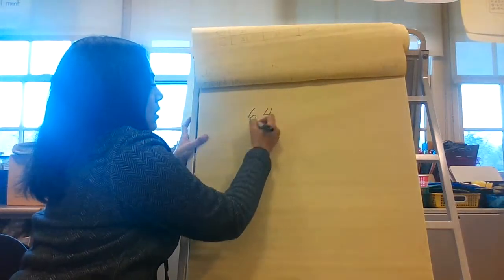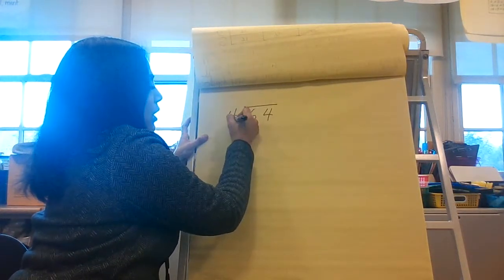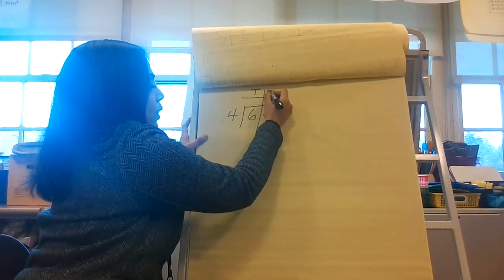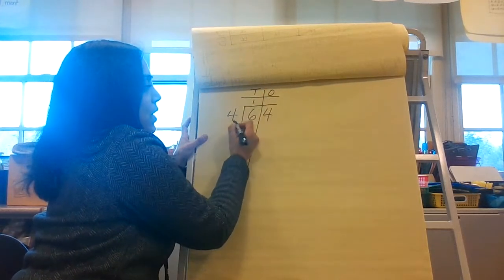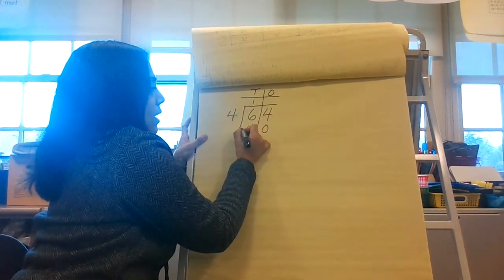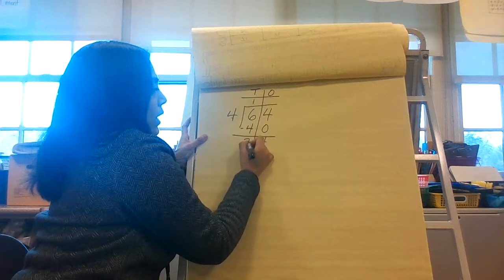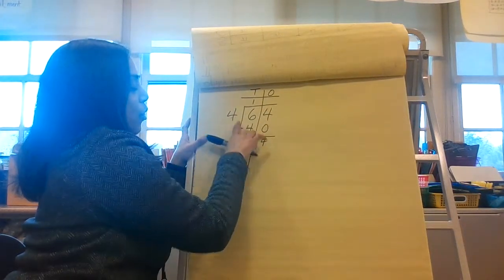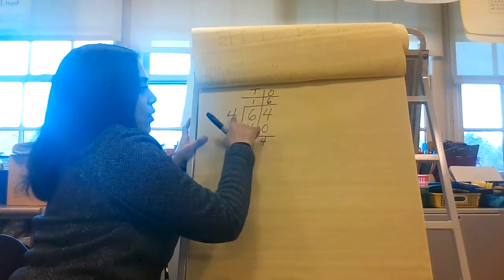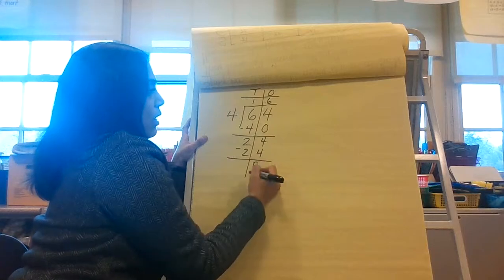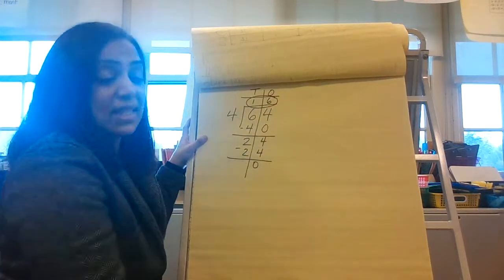64 divided by 4, right? I show my place value. 4 goes into 6 once. This is really a 10. It's 4 times 10 is 40. And I get 24 as an answer, as the subtraction right here. So 4 into 24 is 6. 4 times 6 is 24. And I get 0. So my quotient here is 16.